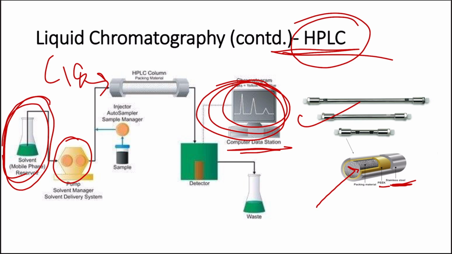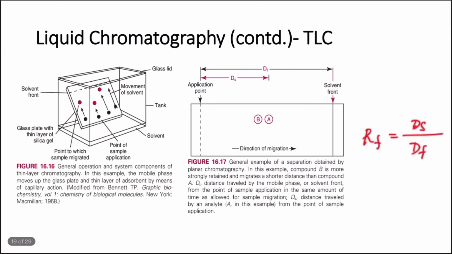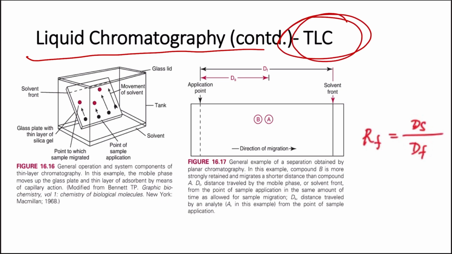Then, coming to liquid chromatography, there is another variation, that is TLC, thin layer chromatography. As you can see here, we have a glass over which we will be coating the stationary phase. So the glass is acting as the support, and over that we will be coating the stationary phase. Then we will put this in this chamber, which will be covered with the lid.